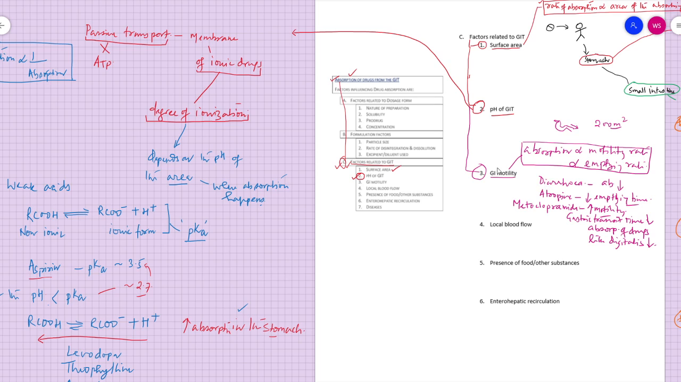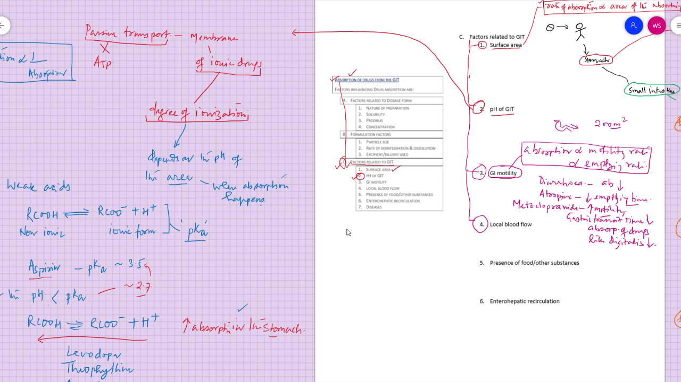So GI motility has got important bearing on the absorption from the GI tract. Okay. So let's look at the next point. The next point is local blood flow.